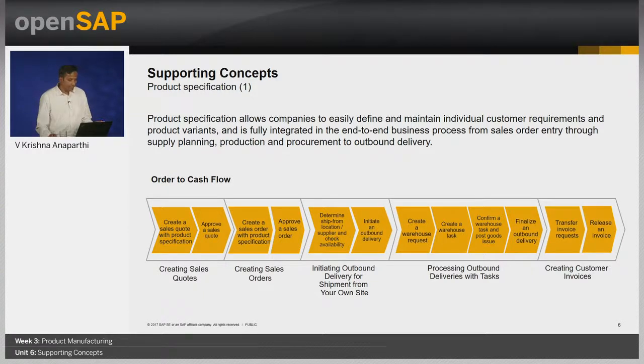If we take the example of order to cash, then the product specification can be maintained right from the sales quote process, which will be carried forward to the sales order, to the delivery process and finally till the point of outbound deliveries and customer invoices. The user can also create product specification specific production master data elements, namely production bill of material and production model.